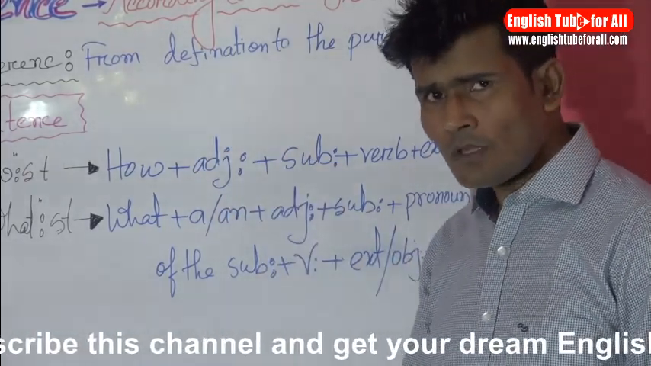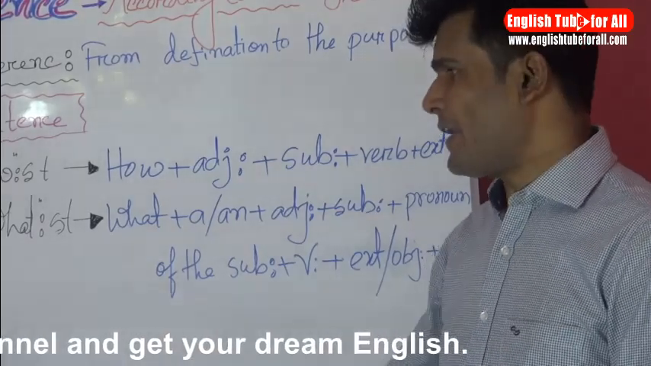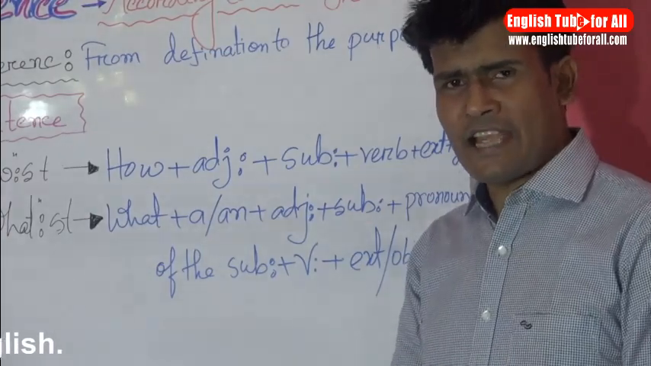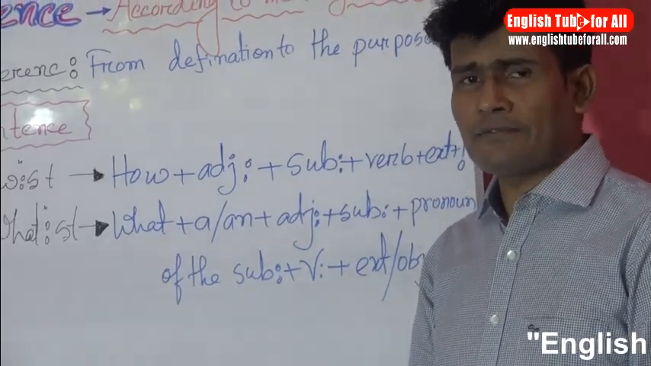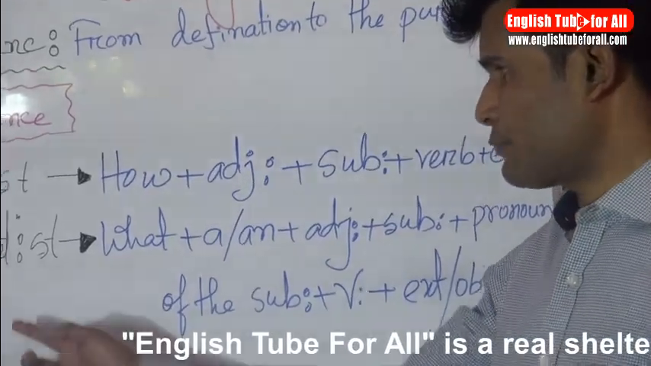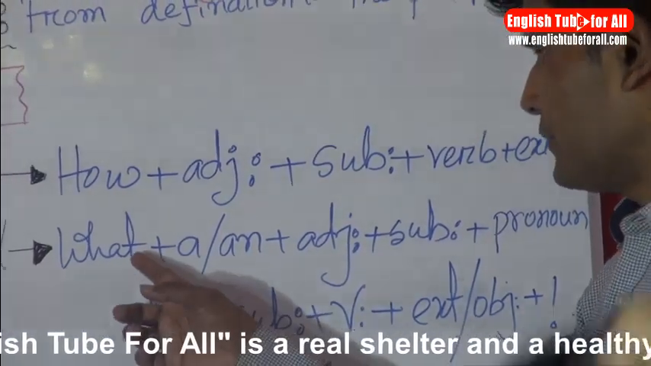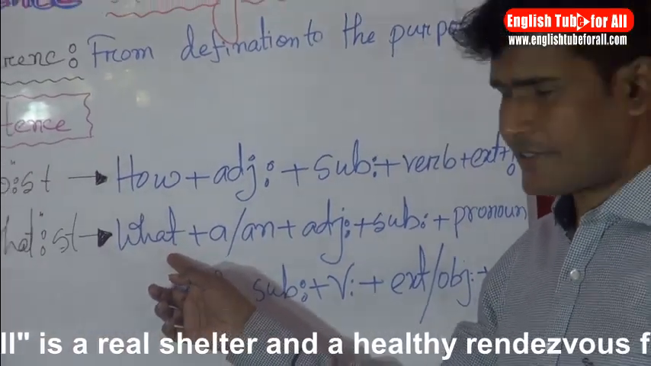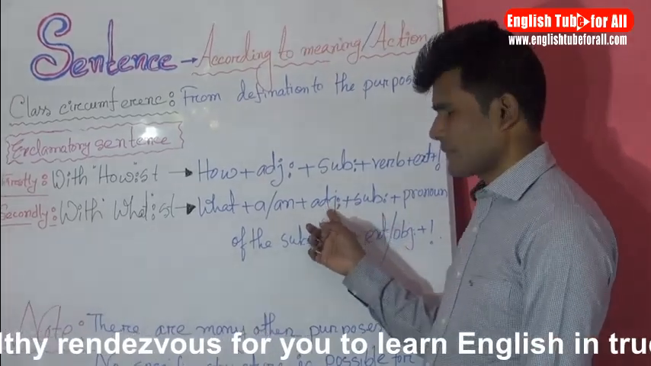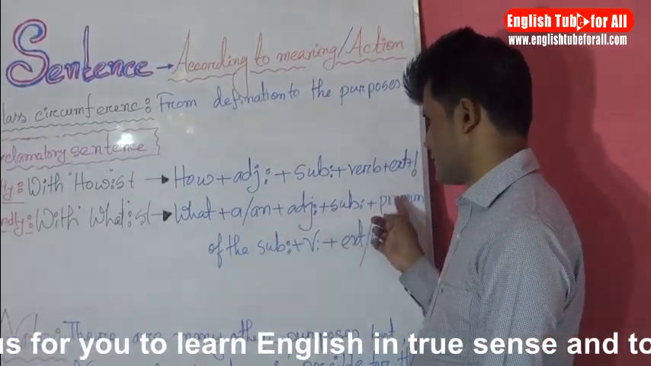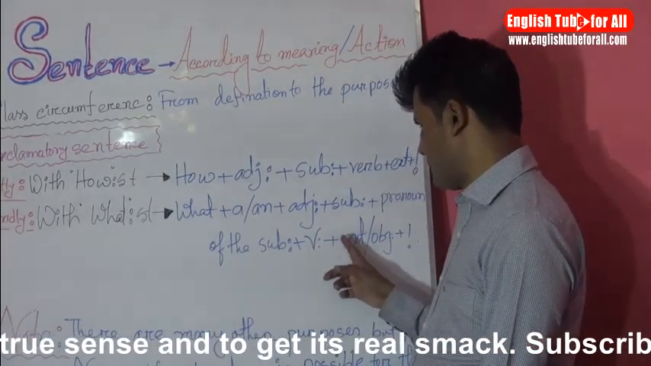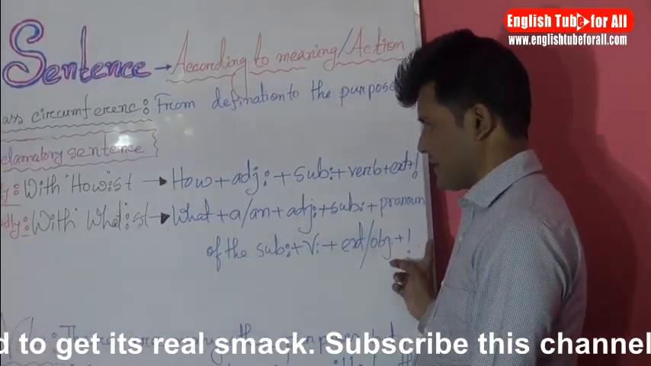Dear viewers, now if I would like to tell you, that is secondly with what? The same thing I have to tell you, if a sense or expression of equivalence comes to us, and obviously I have to tell you that the structure is what plus a/an plus adjective plus subject plus pronoun of the subject plus verb plus the function of verb plus extension or object plus exclamatory sign.